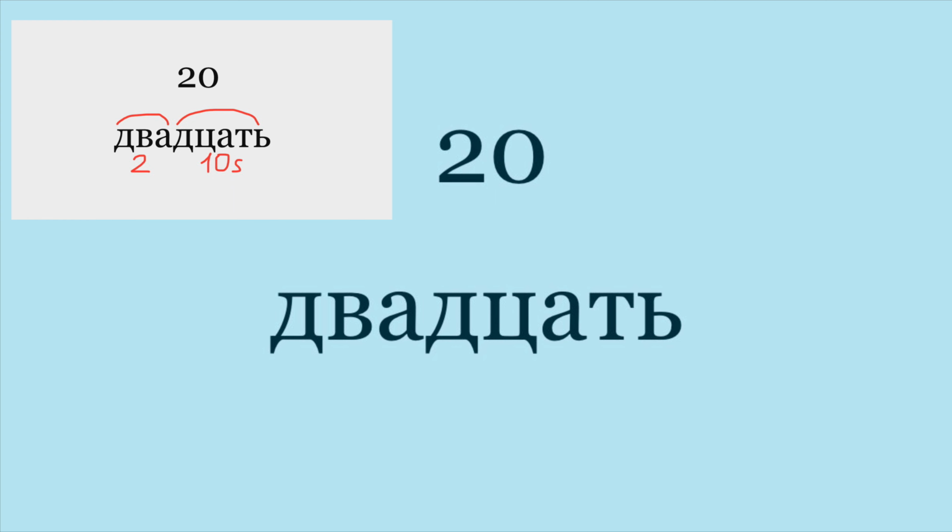20. If we look at the word, we can see two bases. Dva means 2, and tsat means 10. So we have 20 is 2 tens. To keep counting to the next 10, just add the name of the units to 20. 21, 22, 23, and so forth.